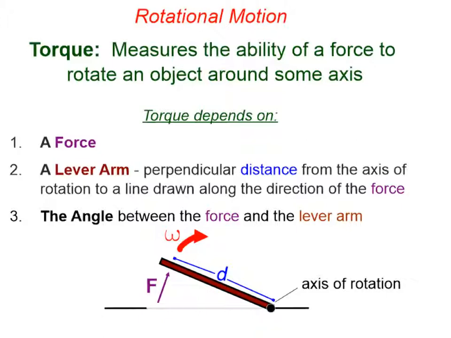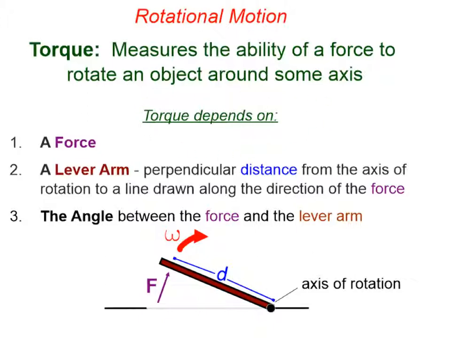Before I go any further, I want to clarify that a force can be applied to an object without producing torque. And that occurs when no rotating motion is occurring on the object. Torque is only measuring the ability of that force to rotate the object. So if a force is being applied to an object and the object doesn't rotate, there is no torque being produced. So back to what torque depends on.